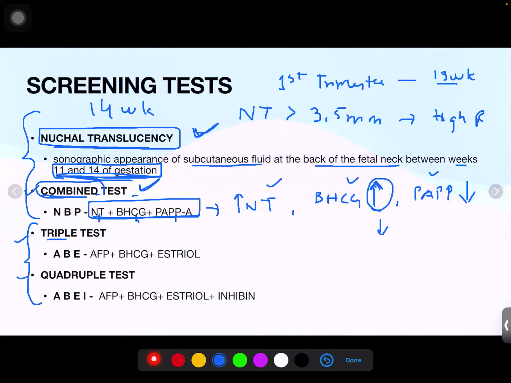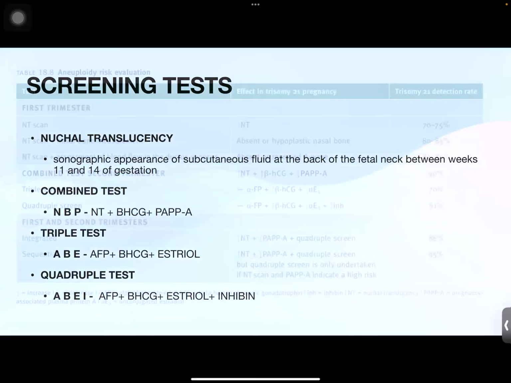Now, one is the triple test. Triple test means three biochemical markers, A, B, E. You have to remember these by heart. And quadruple means a fourth one is added: A, B, E, and I. These are all in alphabetical order: alpha fetoprotein, A, B, E, and I. You can change that order, it's not mandatory. This is just to memorize that in the triple test, A, B, and E, which is estriol, and in the quadruple test, inhibin is added. Okay, I'll move on to the next slide.